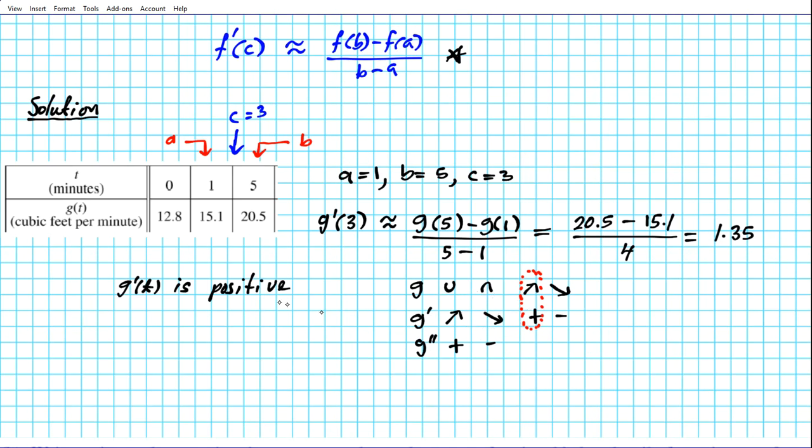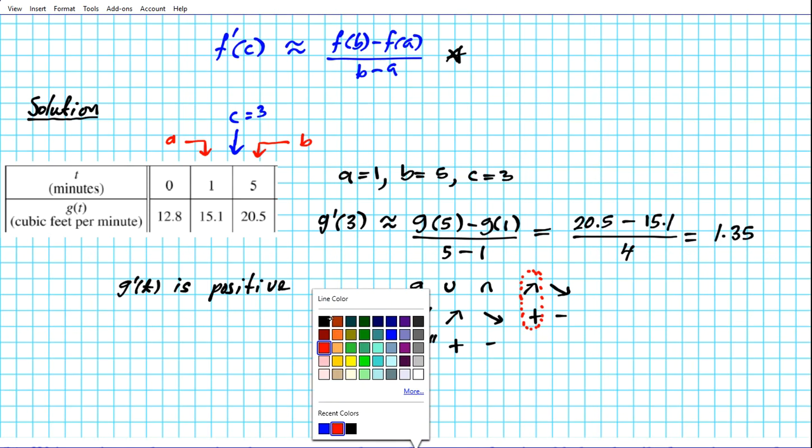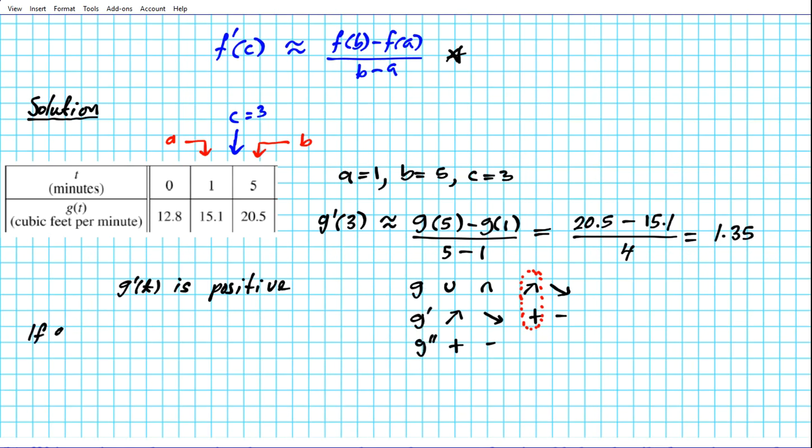Alright, pretty cool chart. So we know that g prime is positive, so g is increasing. Let's write that down. If g prime of t is positive, so what? If g prime of t is positive, that implies that its antiderivative g is increasing. Okay? So what this answer basically means is that g, which is the rate at which grain is being added, is increasing at this rate right here. Okay, so let's write down the meaning of our answer.